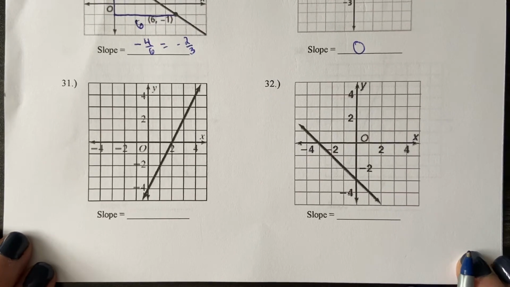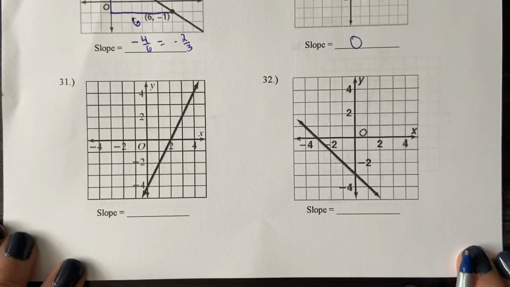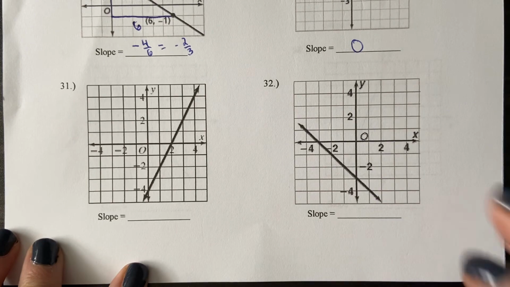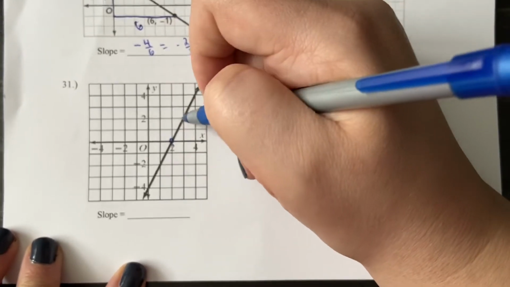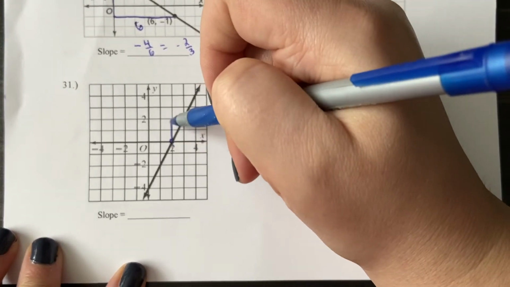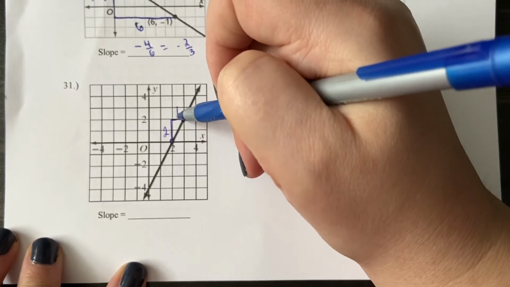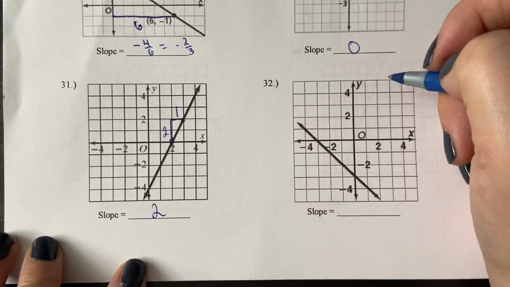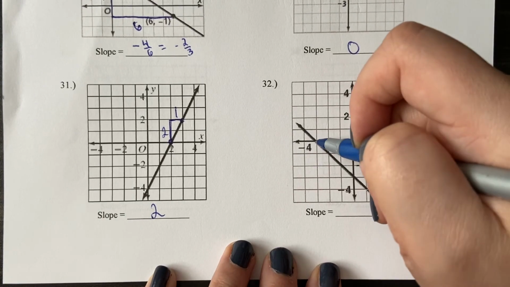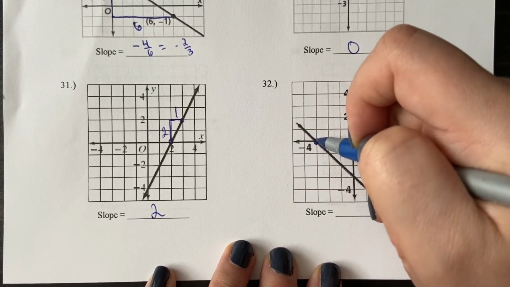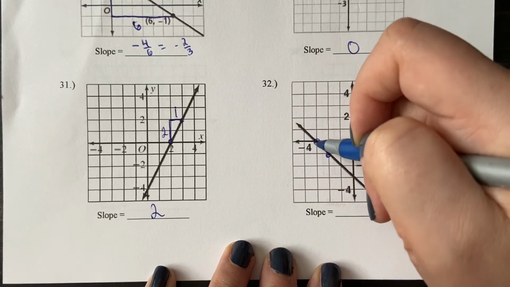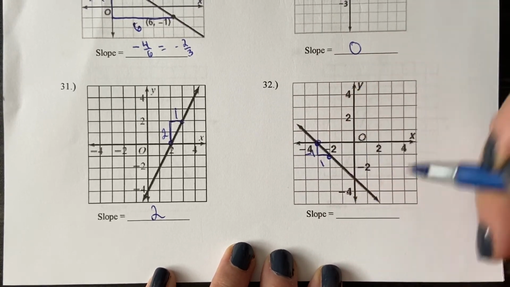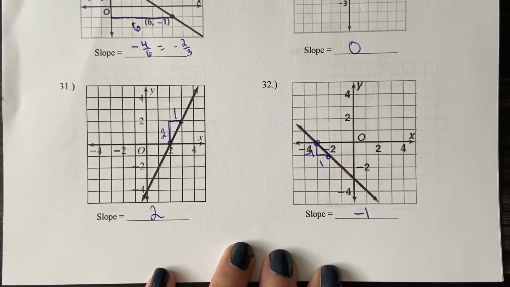So for number 31, you've got to pick 2 points first. So 2 points that just kind of jump out at me are these two. I'm rising up 2, and then I'm running 1. So I'm going 2 over 1 or 2. So then this one is going to be a negative slope. The 2 points I'm seeing right now, I could pick any 2. I'm going down 1, right 1. So I'm actually going negative 1 slope.